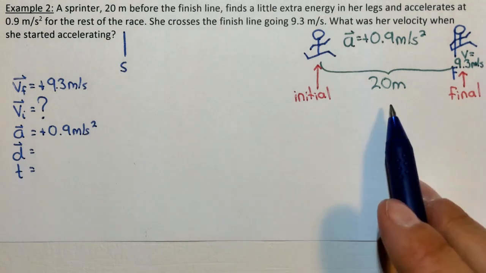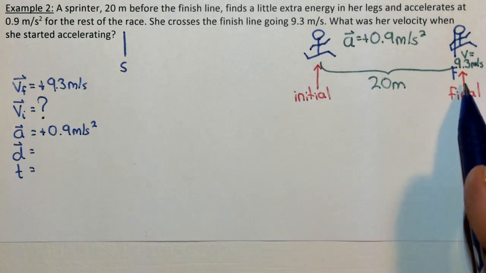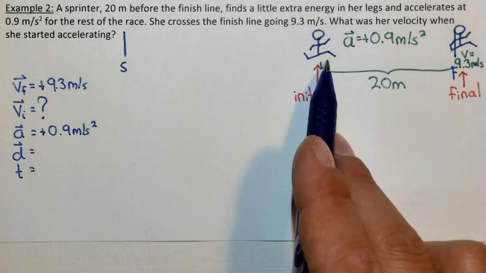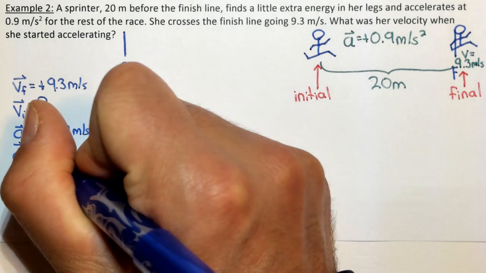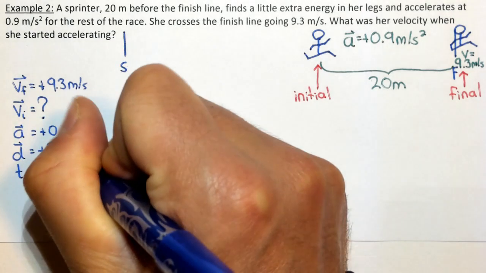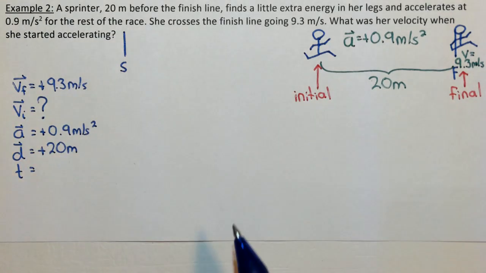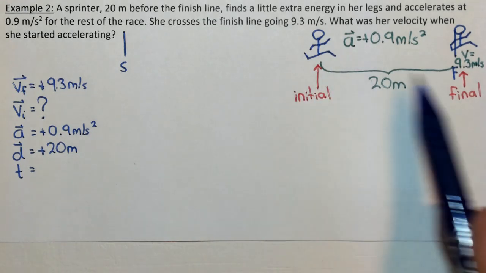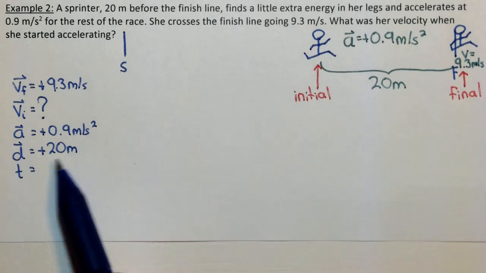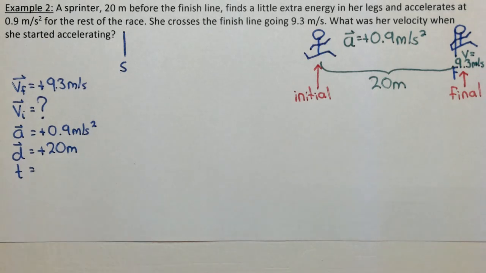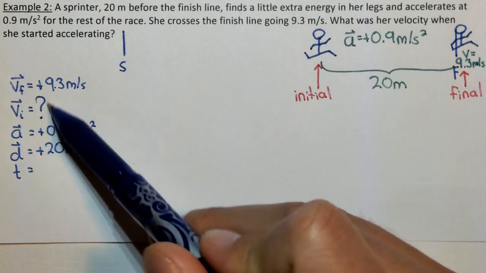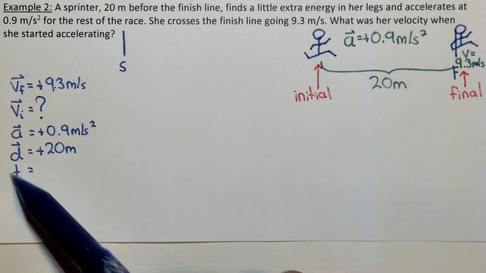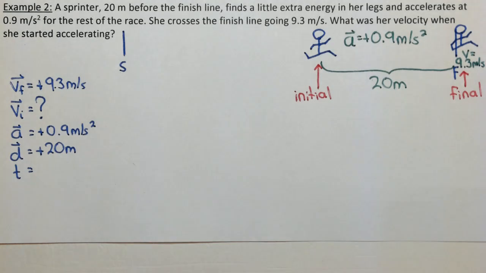I know the displacement, a straight arrow from start to finish, from initial to final, is 20 meters, and it's going to the right. She starts here, she ends here, so my arrow is going that way. And the time it takes to go from here to here, I have no idea, so I'm going to leave this blank. That means I'll be looking for a formula that has VI and doesn't have T. And if we look back up at our options, we see there's one that fits the bill, and it's this guy.